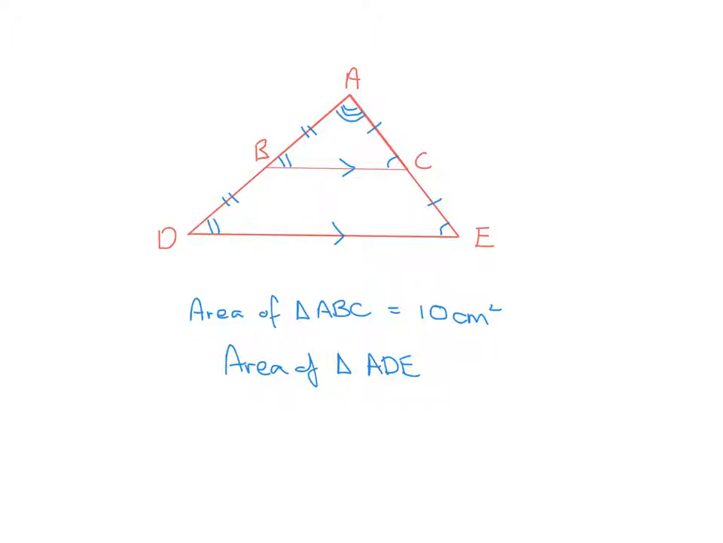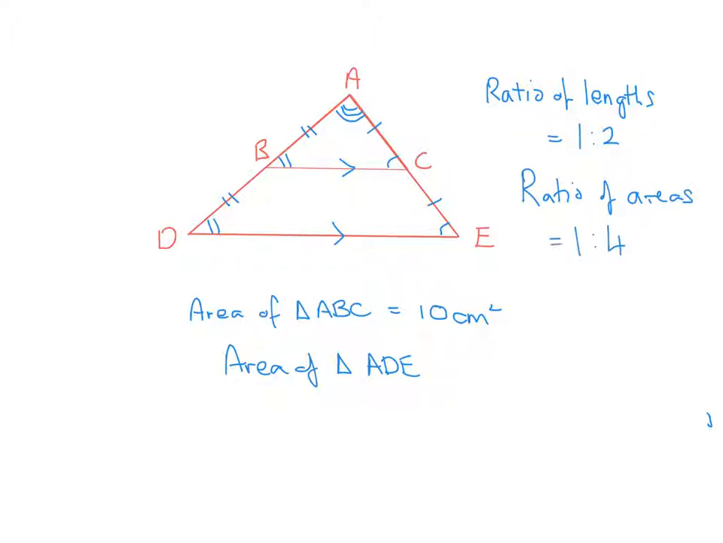As long as we've got similar triangles, we know the ratio of lengths is going to be 1 to 2. Therefore, the ratio of areas, we square both of those numbers, is going to be 1 to 4. So therefore 1 over 4 equals, now 10 is the small area, so that will correspond to the top of the fraction, over x. Cross multiply, 1 times x is x, 4 times 10 is 40 centimeters squared.